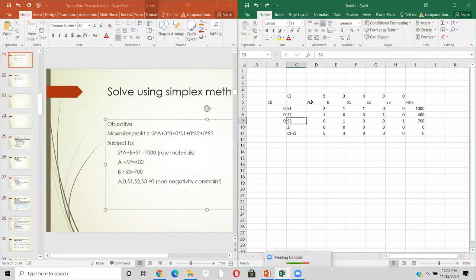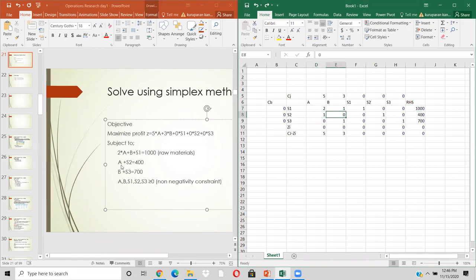Guys, do you understand how I write it here? The first constraint should be written as: the coefficient of A is what? 2. That's why here 2. Similarly, in the first constraint, what is the coefficient of B? That's 1. That's why I put 1 here. For S1, the coefficient is 1. S2 is not there, so that's 0. Similarly, S3 is 0. RHS means the value on the right hand side. That's 1000.